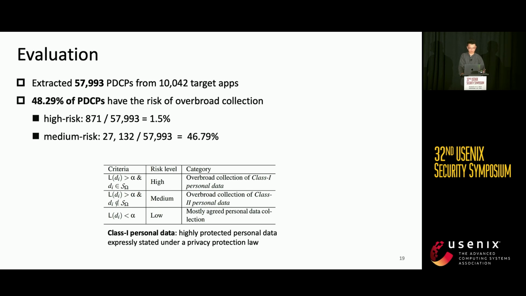And we found that 48.29% of them have the risk of overbroad collection. So based on whether they are class 1 highly protected personal data, as expressed by the privacy protection law, they are then classified as high risk or medium risk.